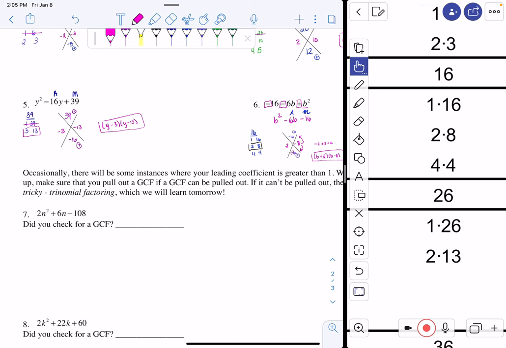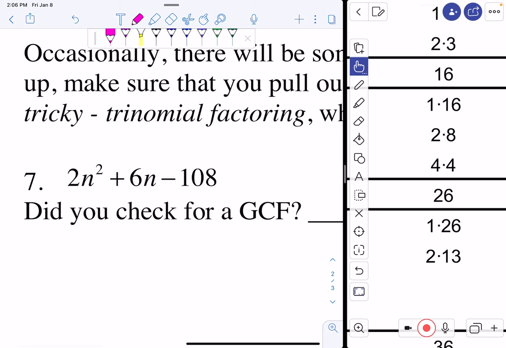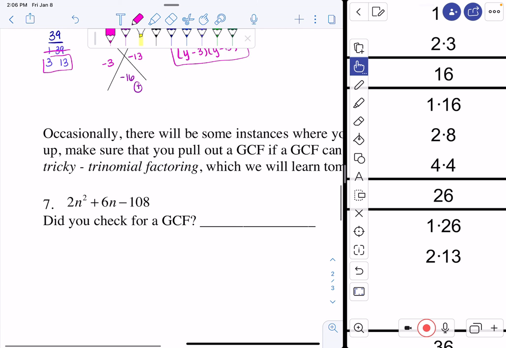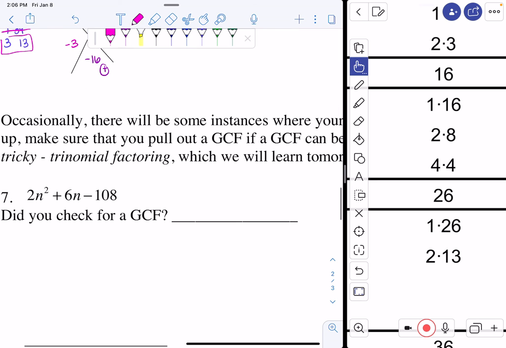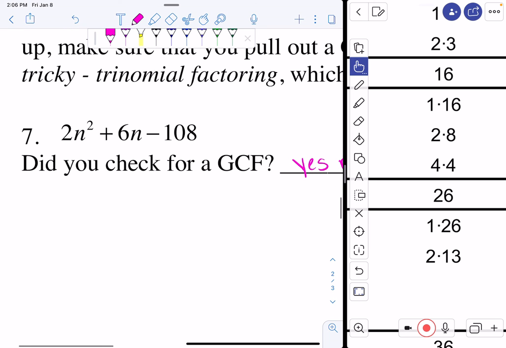My apologies. So, number 7. I have 2n squared plus 6n minus 108. If I look at this, I have a leading coefficient of 2. Did you check for a GCF? We're checking right now. So I'm going to put yes right now. So the first thing we're going to do is rewrite this expression: 2n squared plus 6n minus 108.